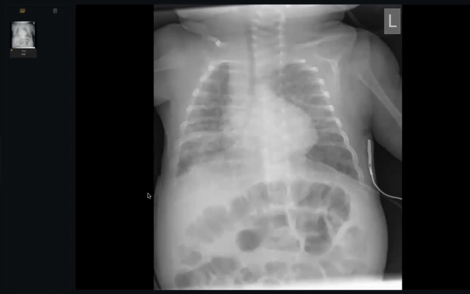This is two months later. What happened? There is marked progression noted with interstitial thickening and central lucencies. Yes, so it is like aggravation of the disease process, likely bronchopulmonary dysplasia.